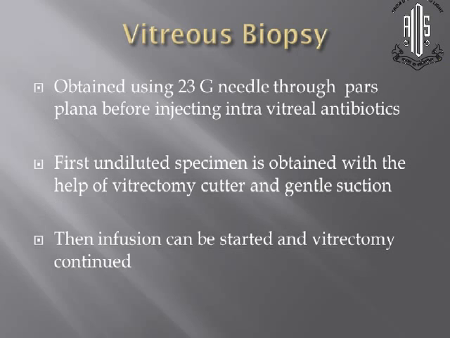It is obtained using a 23 or 22 gauge needle through the pars plana before injecting the intravitreal antibiotics. It is always wise to first obtain an undiluted specimen with the help of vitrectomy cutter and gentle suction. A cutter is important because otherwise we create a lot of traction on the vitreous membranes, and subsequent risk of RD is increased. Then after obtaining the specimen, the infusion can be started and vitrectomy can be continued.